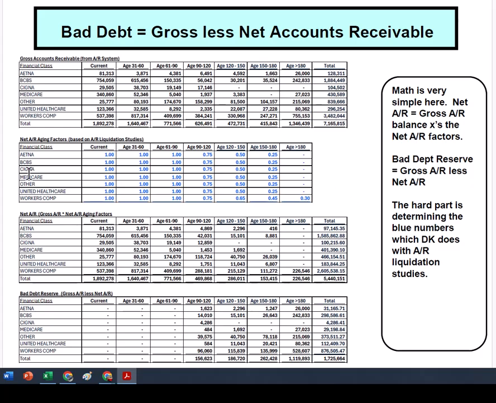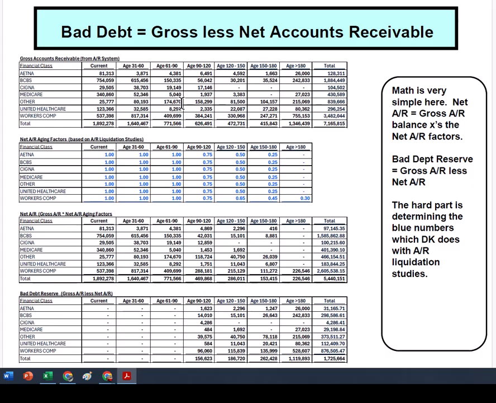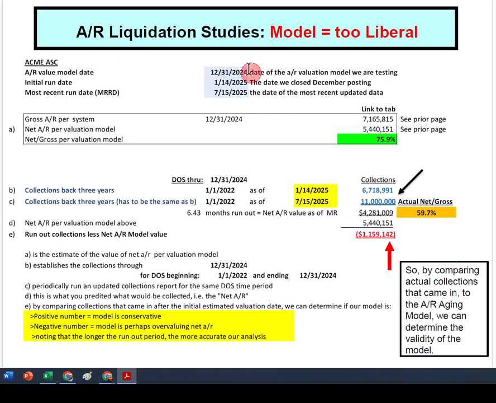Okay. So the hard part is determining these numbers based on experience, time, etc. So one of the things I do, this is a little down the rabbit hole, but I think it's worthwhile covering. I do an annual AR liquidation study. I actually do it semi-annually, but I do it annually for the auditors. So at the end of the year, the value of the model is this model right here.